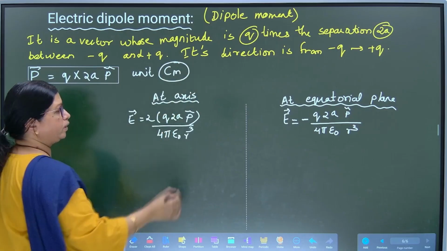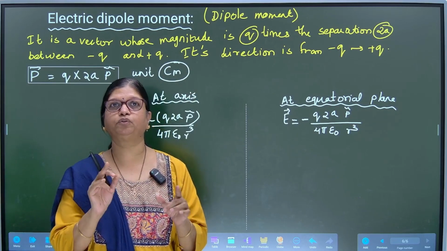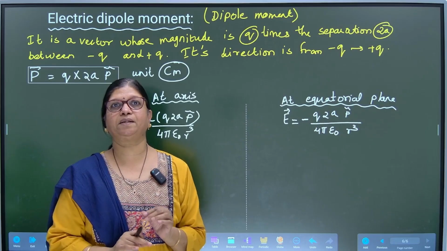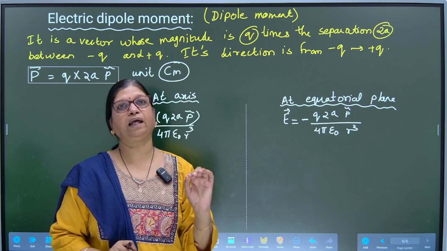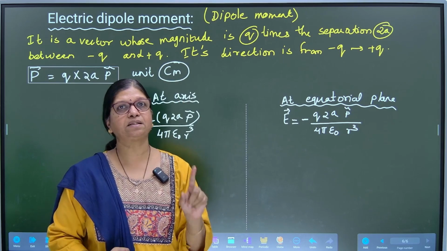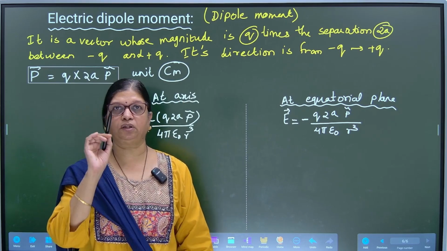2a is a length, so in meters. Q is charge, so coulomb. It is not centimeter. Remember that confusion comes. It looks like centimeter. So remember, C has to be written big, capital, and M has to be written small. C is the unit of charge, that is coulomb, and M is the unit of length, that is meters.